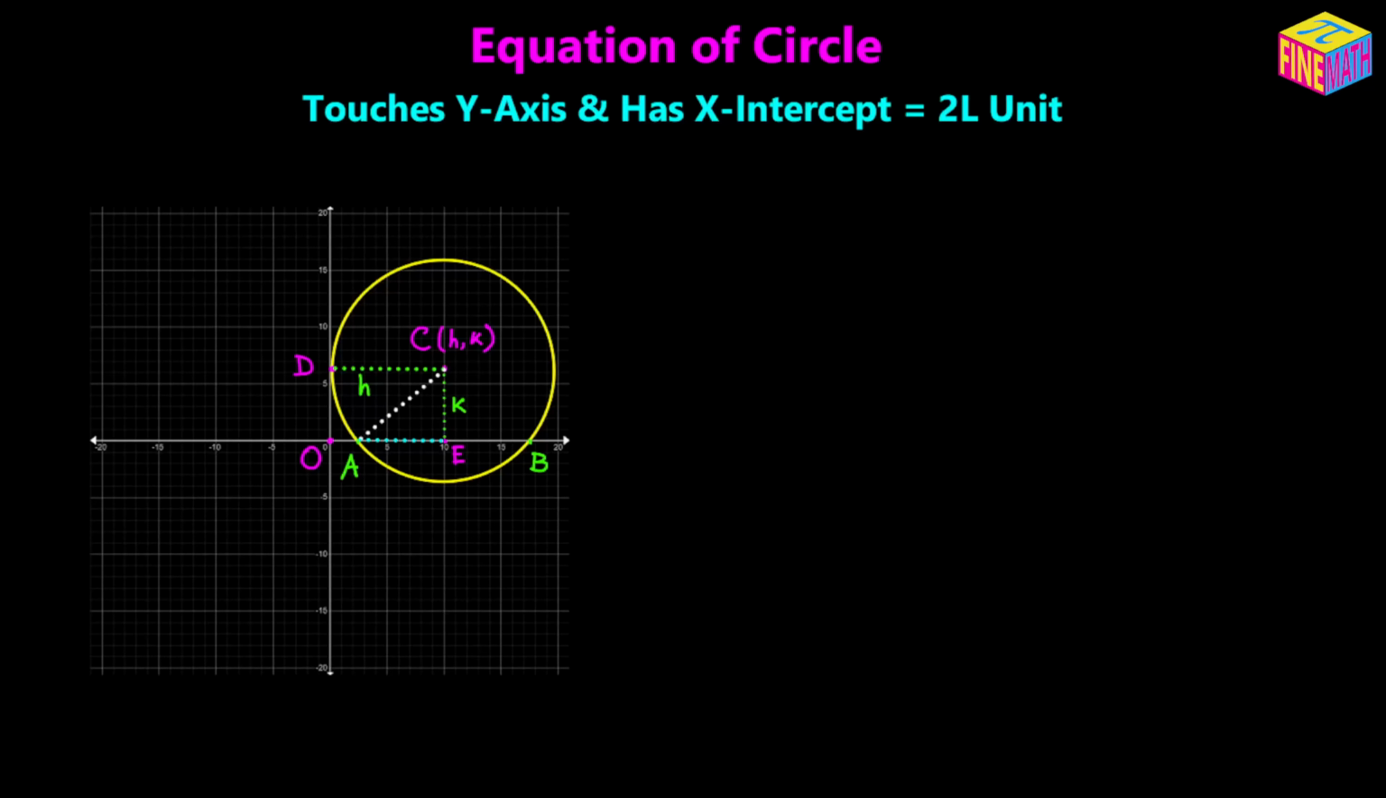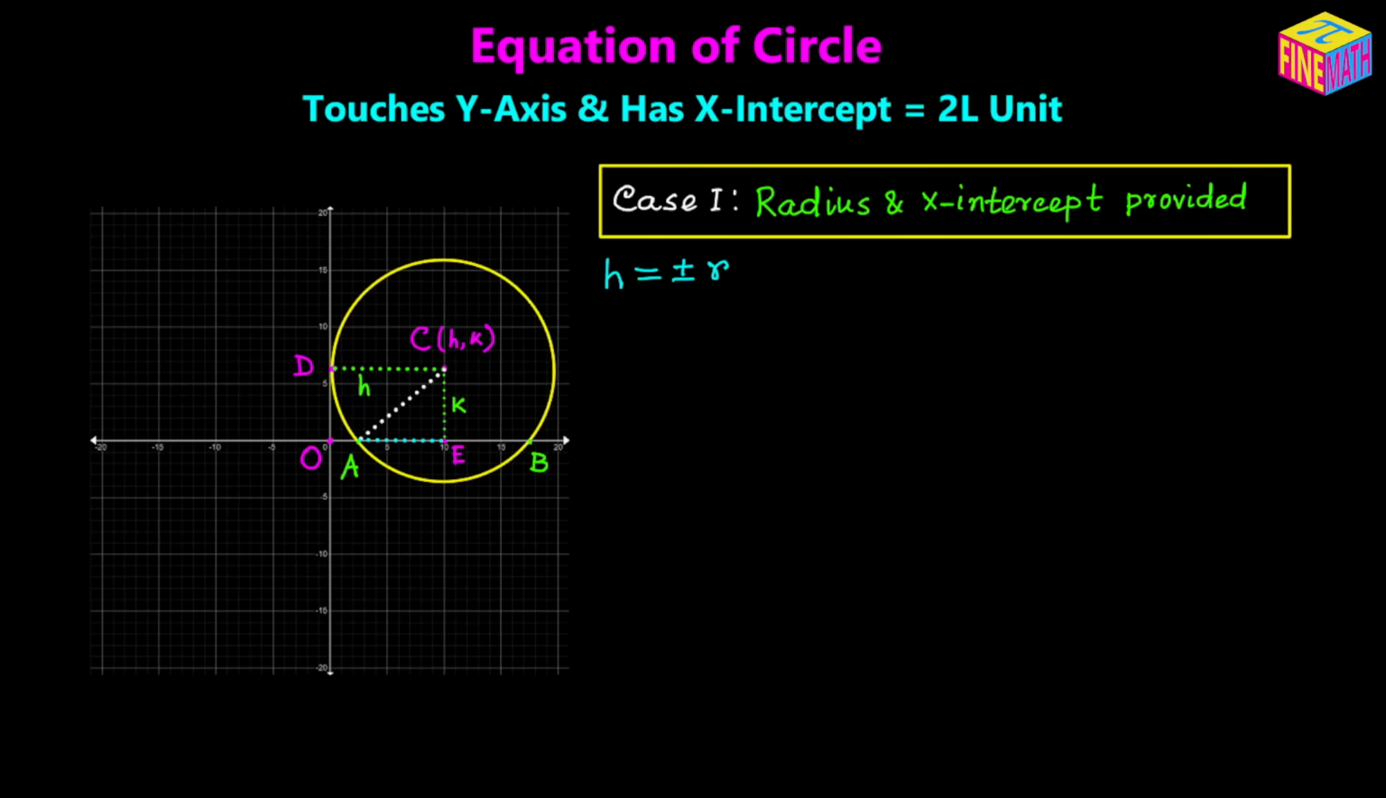Now let's talk about the first scenario where we have been provided with the radius of the circle and the x-intercept. We have not been provided with the location of the center. So in that case, we can say that the x-coordinate of the center will be equal to plus or minus the radius. Also, if you look at the chord AB, it is a chord of the circle and we have drawn the perpendicular CE onto this chord. That means the point E will bisect this chord. That means AE will be equal to EB. And also we know the length of AB, which has been provided as 2L units. So from there we can say AE will be equal to L units.